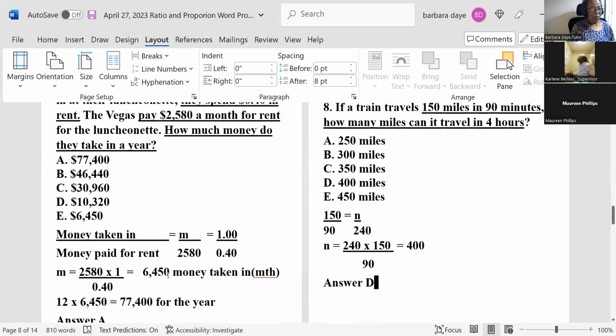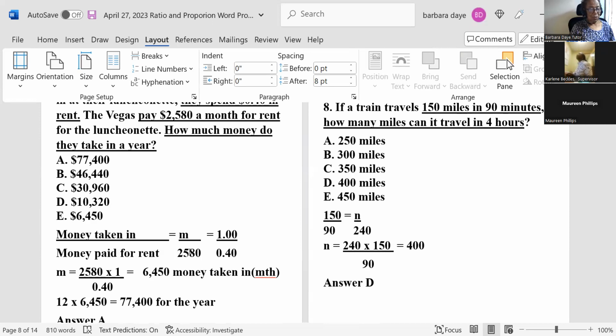In other words, 40% of this money taken in is $2,580 for the rent. Okay, so we were looking for how much they take in a year, so we need to find how much they take in a month, and then we can multiply by 12 and get the amount they take in for the year.